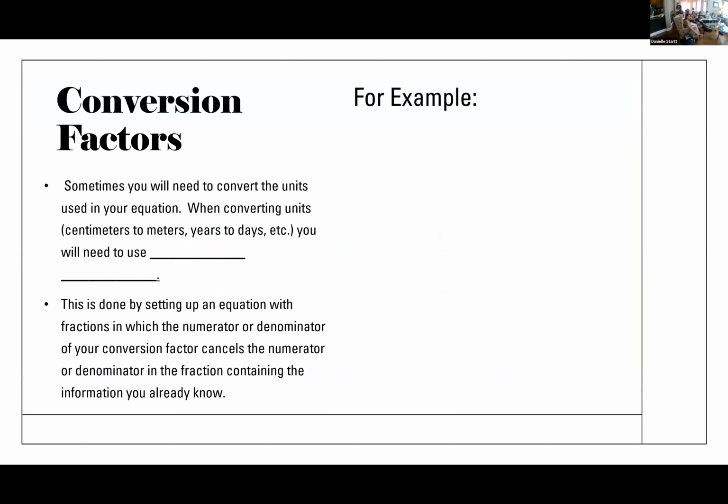Okay, so we're going to look at it in a minute. You'll see it. Sometimes you'll need to convert units in your equations. When converting units, centimeters to meters, years to days, you need to use what? Do we know? Conversions. Who's got it? Great. Xander? Conversion factor? Yeah. Okay, you got it. So we're looking for conversion factors.